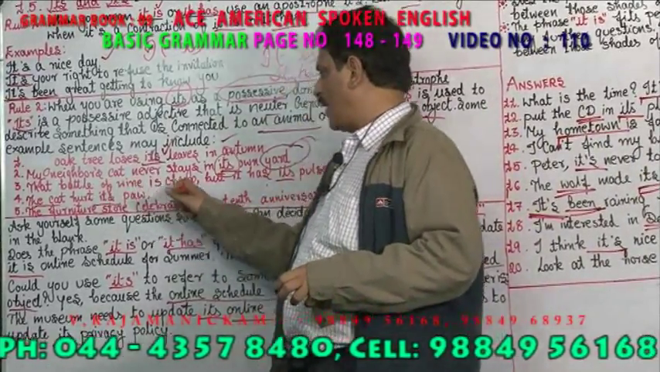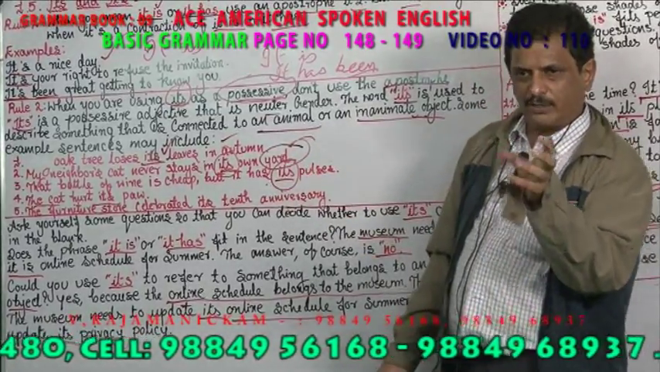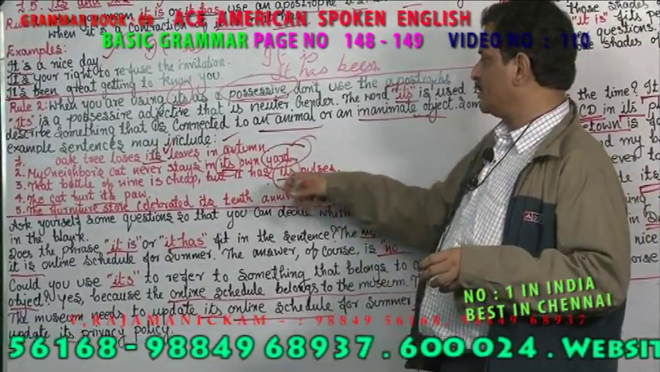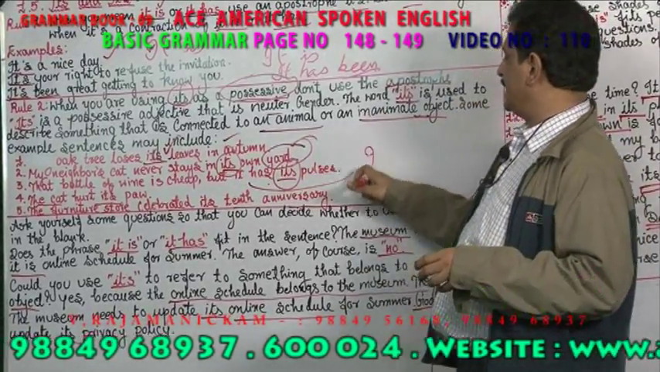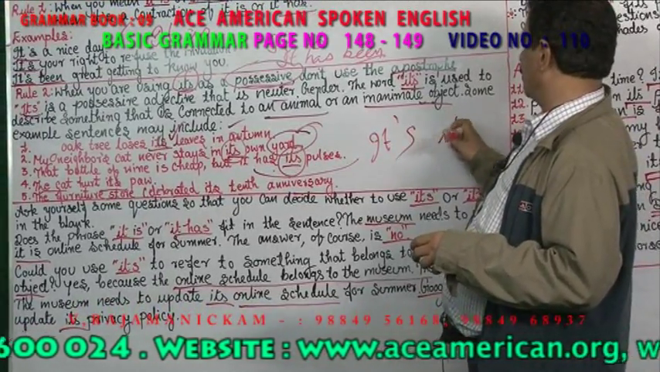That bottle of wine is cheap but it has its pulses. Here "it has" can be written as it's, but for "its pulses" you should say its.